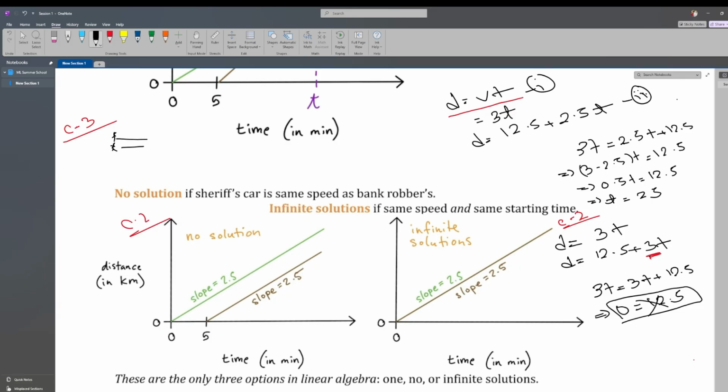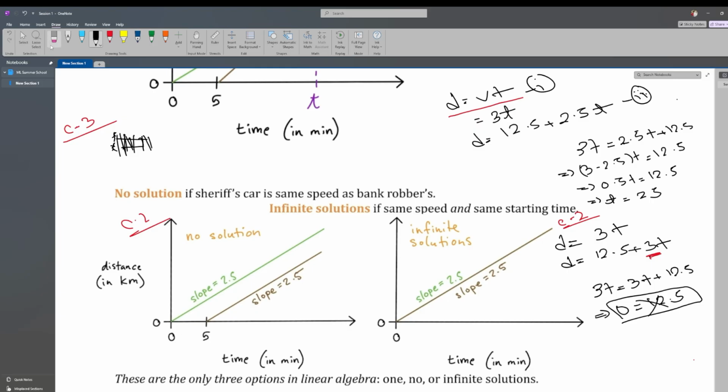Now you can see exactly. Now I can say any time, in any second, they are going to catch each other. They are obviously on the same line, so they can catch at this point, at this point, at this point. Every point is a solution, basically. So there are infinite solutions if there was no head start.